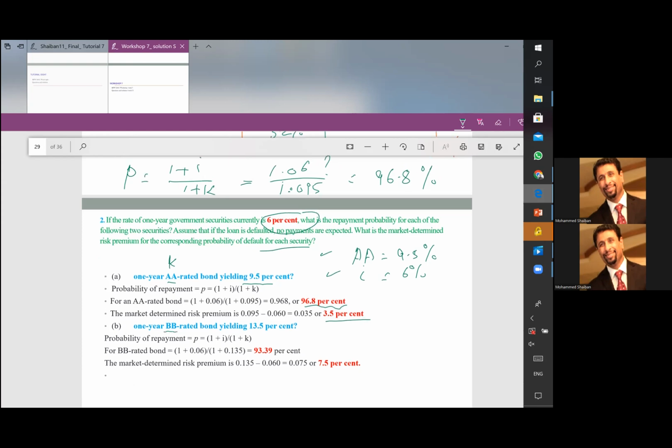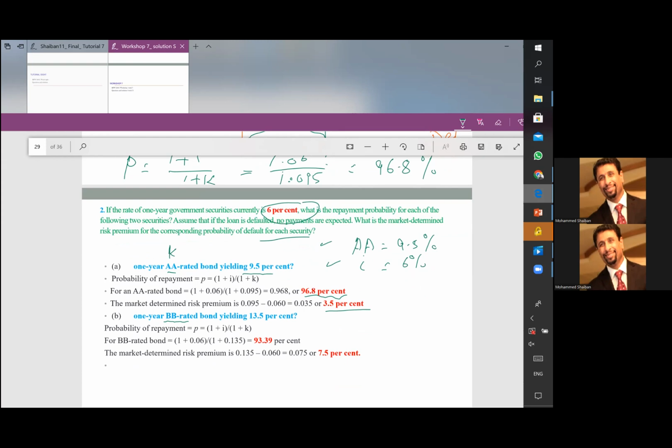The P, of course, will be higher, which means the probability of payment will be less and the rate will be less. So in this case, if I calculate with the same thing, if they are paying 13.5, so we are talking about 1.06 over 1.35, and I find this to be 93.39, which means if you decrease it from 1, you will know this is around, I think, 6.